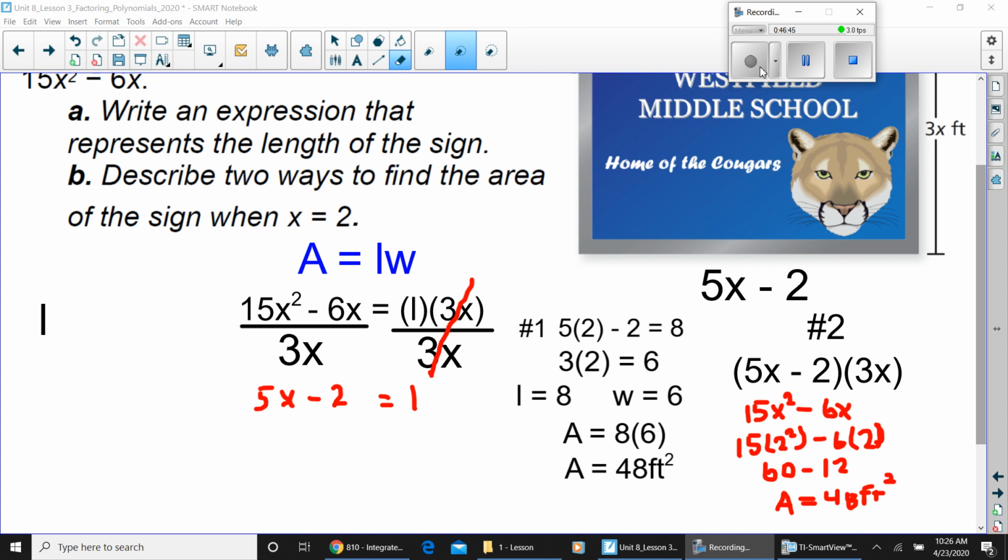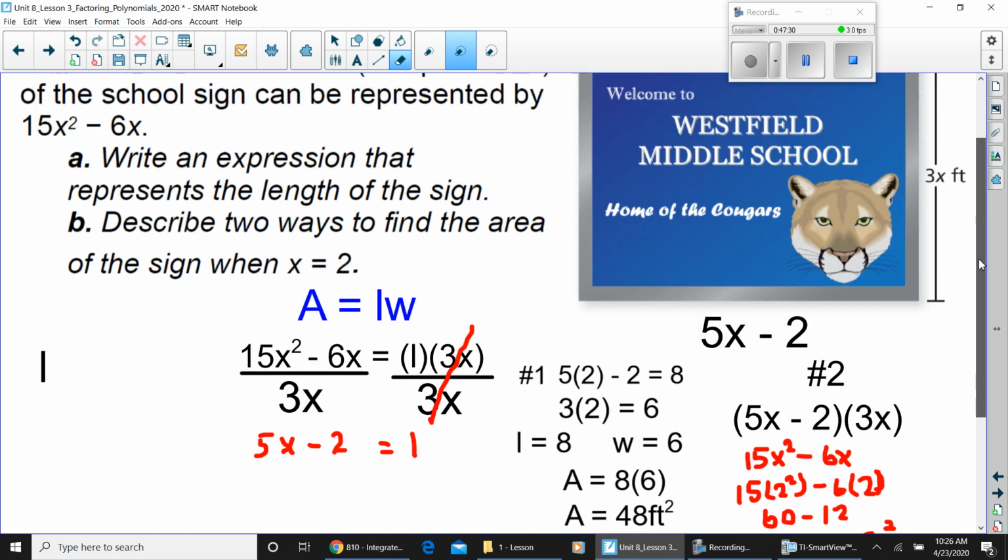Length times width, you can multiply the binomial and the monomial, and then you get 15x squared because it's 3x times 5x, 15x squared, and 3x times negative 2 is negative 6x, and then substitute the numbers in. It just comes down to substitution, and you get the same exact thing. Remember, when you substitute the 2 in for that x, it's only the 2 that's being squared, so that would be 15 times 4 minus 12. 15 times 4 is 60. 60 minus 12 is 48 feet squared as the area, and that's basically it.